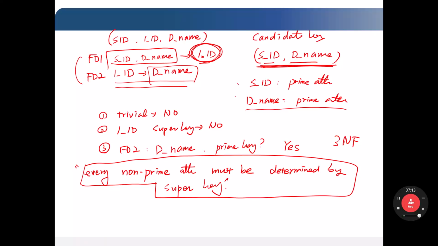No. Please read this again. Every non-prime attribute, I mean every regular attribute, must be determined by a super key. And if the right side is a prime attribute, then the left side doesn't have to be a super key. Usually the left side should be a super key. There is a BCNF condition. But to weaken that condition, we allow a non-super key to appear on the left side only if the right side is a prime attribute.